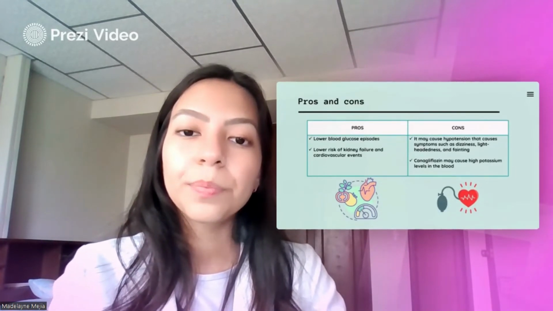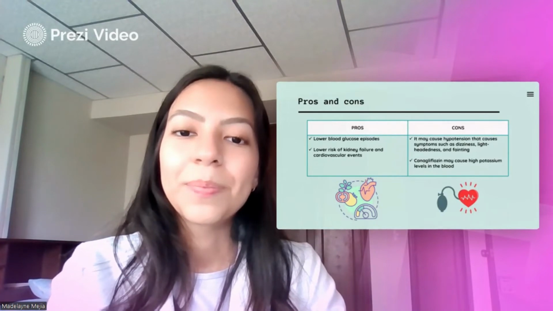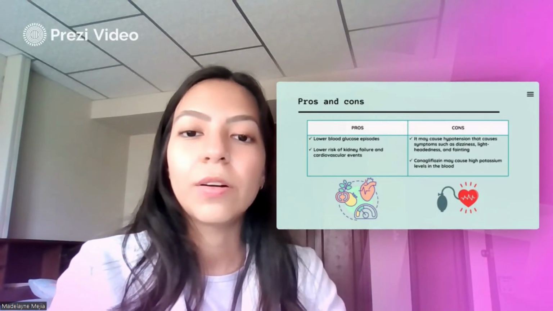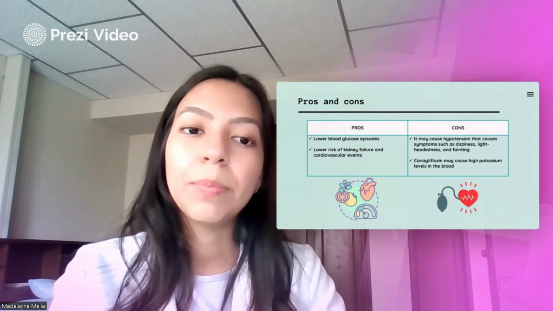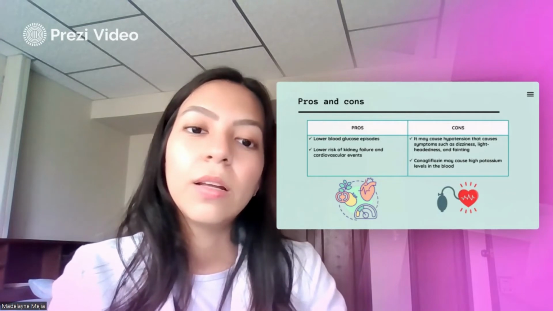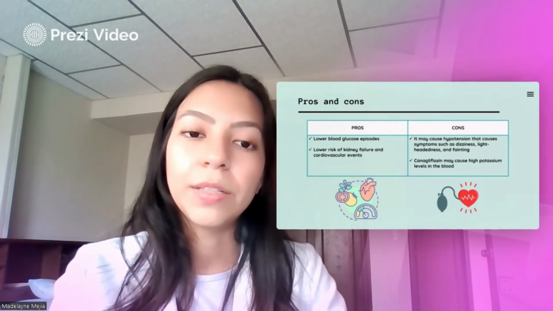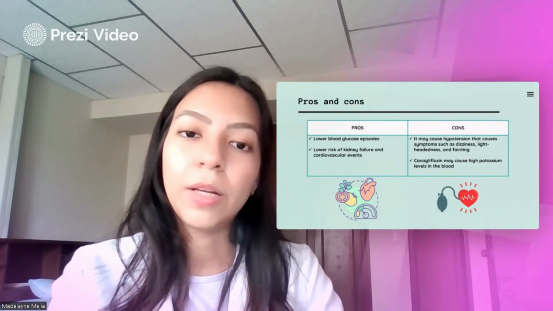Pros and cons. Pros: lower blood glucose levels, and lower risk of kidney failure and cardiovascular events. Cons: it may cause hypotension, which causes symptoms such as dizziness, lightheadedness, and fainting. Canagliflozin may also cause high potassium levels in the blood.